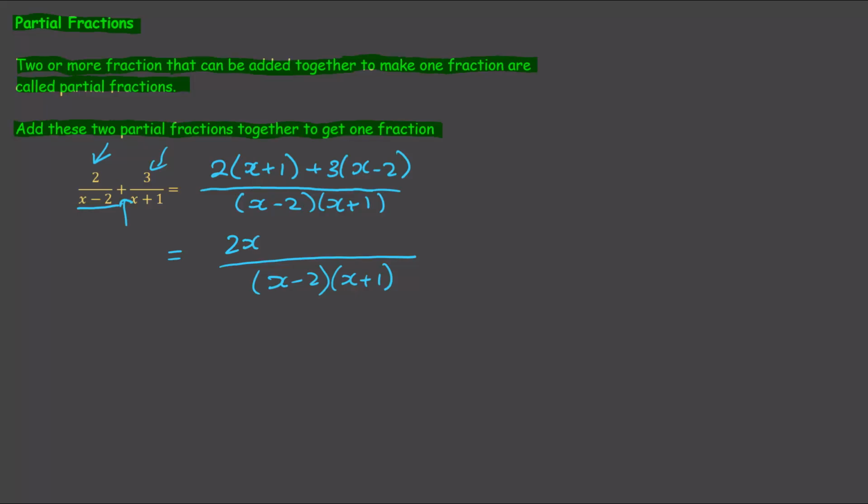And then we've got 2x plus 2 plus 3x take away 6. That gives us 5x take away 4 over x minus 2, x plus 1. The point of what we're doing here, however, is that we want to take this and we want to turn it into the partial fractions.